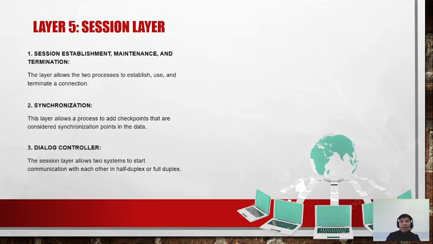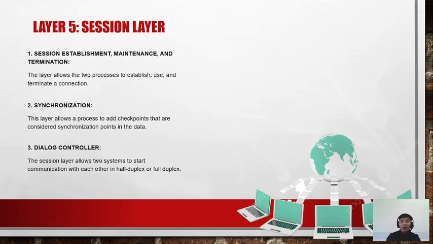The session layer also handles synchronization and dialogue control. Synchronization involves setting checkpoints in the data stream so that if a failure occurs, the transmission can resume from the last checkpoint instead of starting over. Meanwhile, dialogue control determines how communication flows between devices, whether in half duplex or full duplex. These functions help make communication more efficient, reliable, and well coordinated between systems.